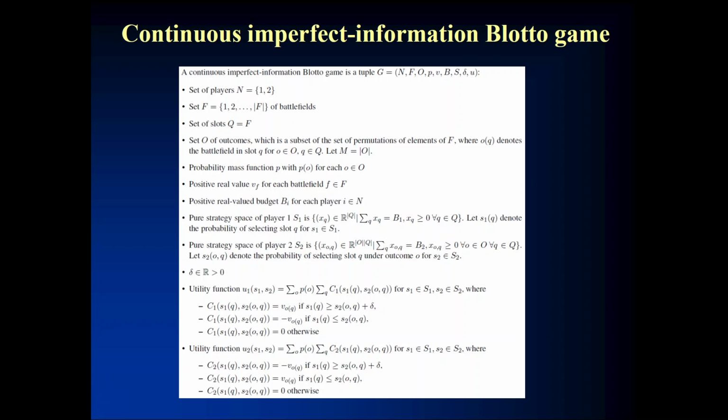And there's a parameter delta where essentially if player one puts more resource in a slot than player two by more than or equal to delta, player one is going to get the value. Otherwise, if player two puts more than or equal to what player one does, then player two gets the value and player one gets negative value. Otherwise, they're both going to get 0 if they're within delta.